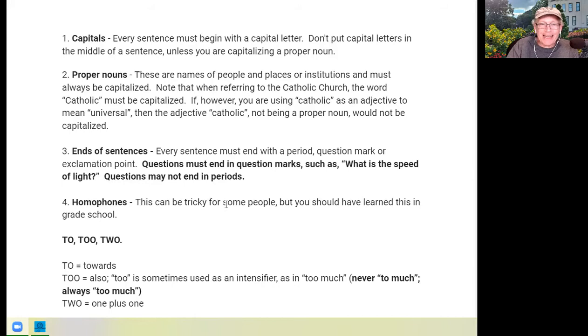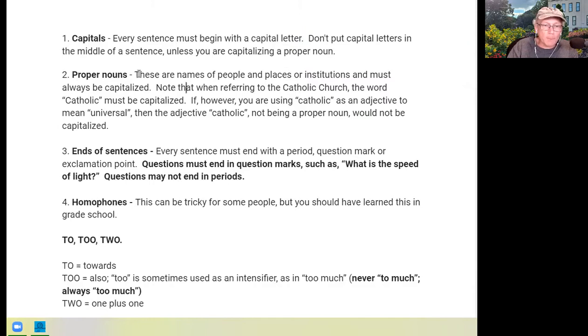Capitals. Every sentence must begin with a capital letter, just like that one. Don't put capital letters in the middle of a sentence unless you are capitalizing a proper noun. Notice how both those sentences begin with a capital letter, and by the way, end with periods.